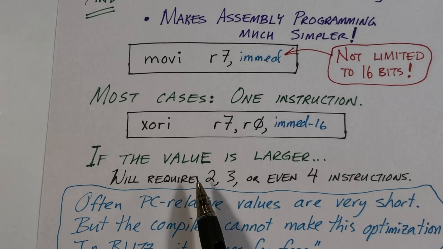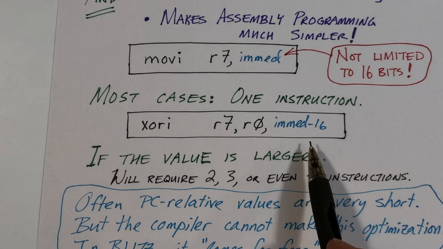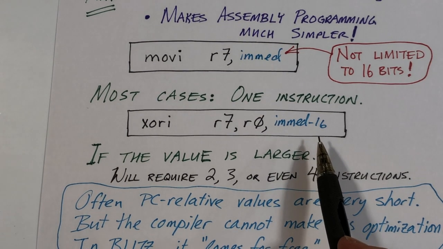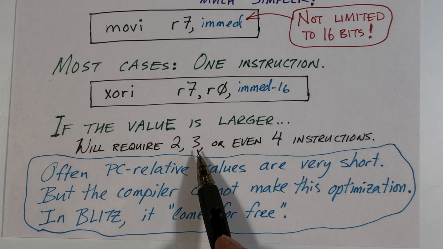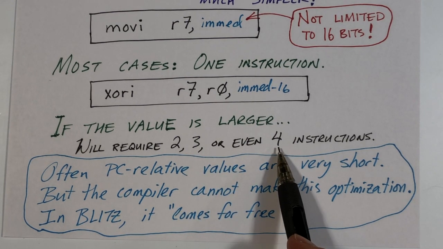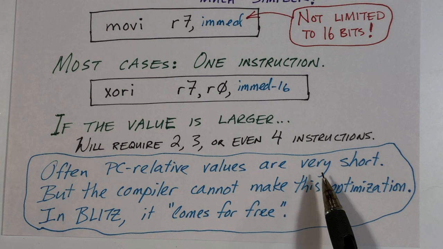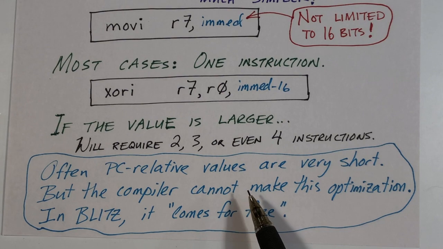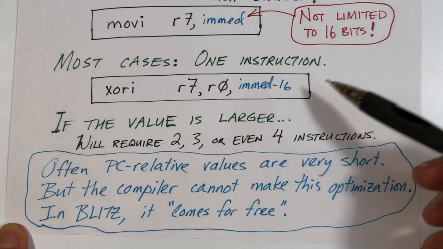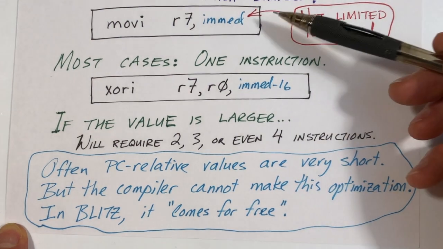If the value is larger and cannot be represented in 16 bits, then the assembler will choose another instruction sequence that will work. It may require 2 instructions or 3, or in the worst case 4 instructions to move a very large value into some register. Generally, 1 instruction will suffice, and often PC relative values can be used, and these will be very short. So almost all the time we will be just using 1 instruction to implement the synthetic instruction.